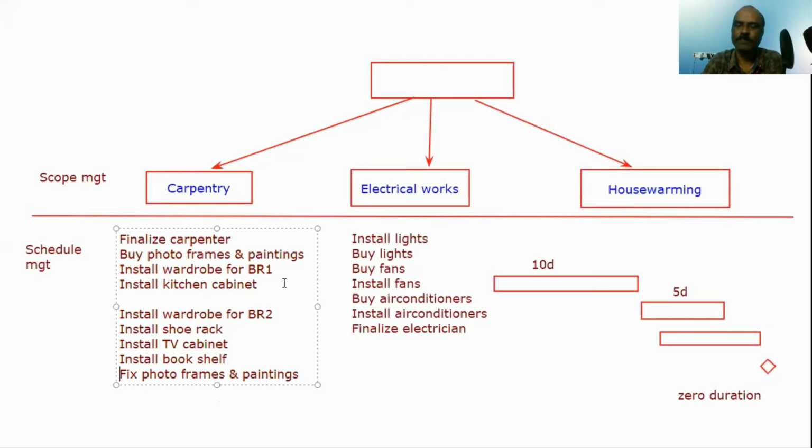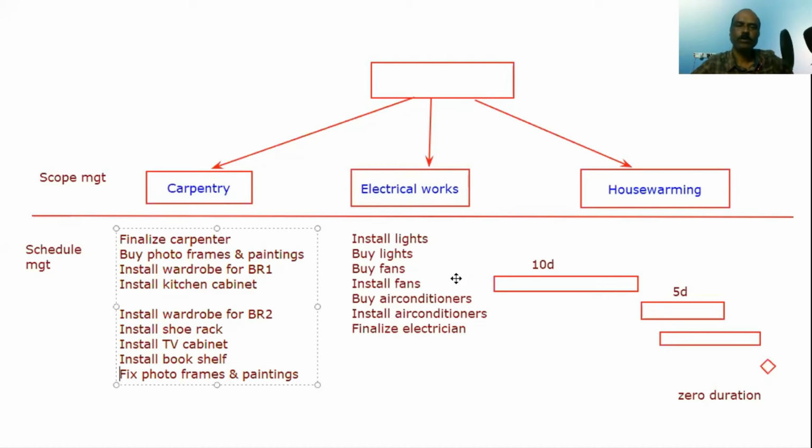This is the next step. What has to be done first? What has to be done second? Then what can be done in parallel? Depending on how many teams the carpenter has, whether he can do the wardrobe and kitchen cabinet simultaneously or he should do one by one, we need to decide.